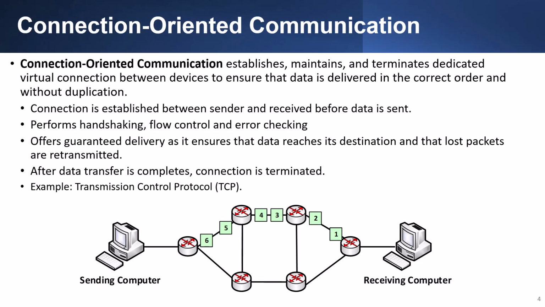Connection-oriented communication establishes, maintains, and terminates dedicated virtual connections between devices to ensure that data is delivered in the correct order and without duplication. A connection is established between the sender and receiver before data is sent. It performs handshaking, flow control, and error checking. It offers guaranteed delivery as it ensures that data reaches its destination and that lost packets are retransmitted. After data transfer is complete, the connection is terminated. An example is Transmission Control Protocol, or TCP.